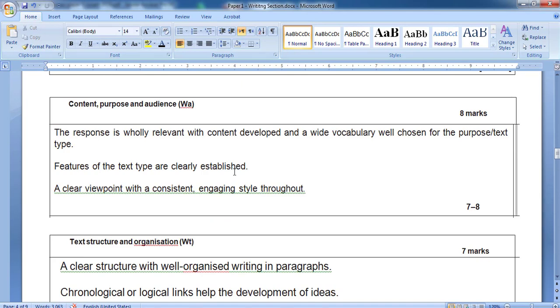Okay, features of the text type are clearly established. It means you have for sure to look for the 6 things related to the newspaper report. We said something about the headline, the place line, the byline, the punctuation, the lead paragraph, and the quotation. Okay, now the last thing, a clear viewpoint with a consistent, engaging style throughout.